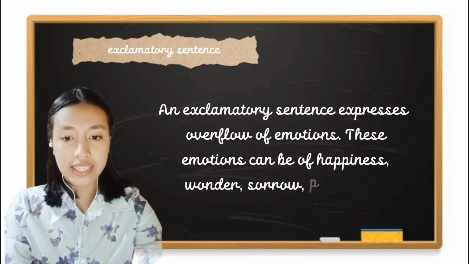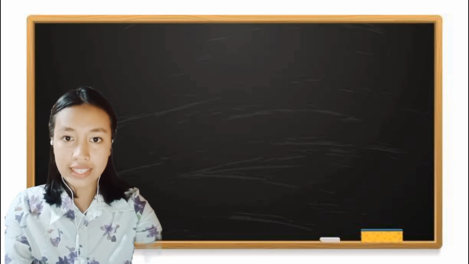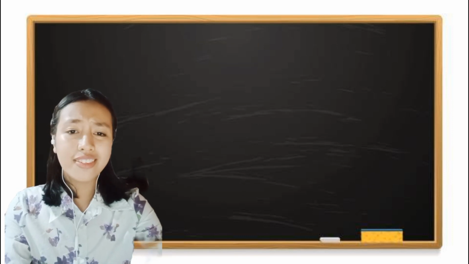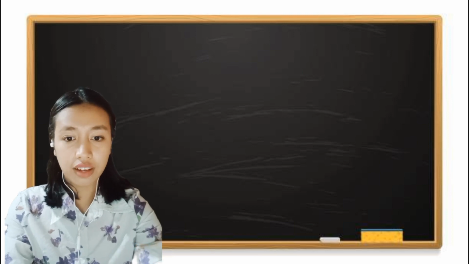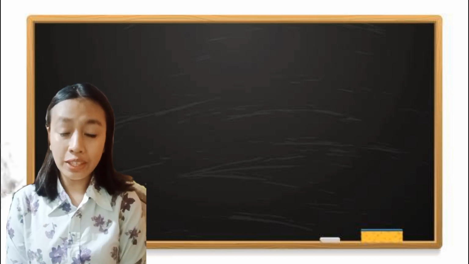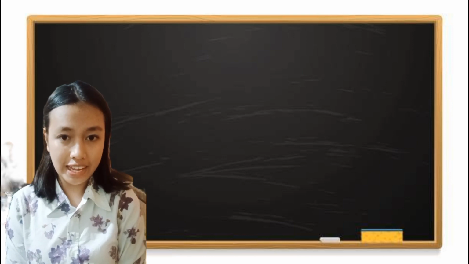Exclamatory sentences. An exclamatory sentence expresses overflow of emotion. This emotion can be of happiness, wonder, sorrow, anger, or etc. Examples. What a day it was, or I cannot believe he would do that. So those are examples of exclamatory sentences.